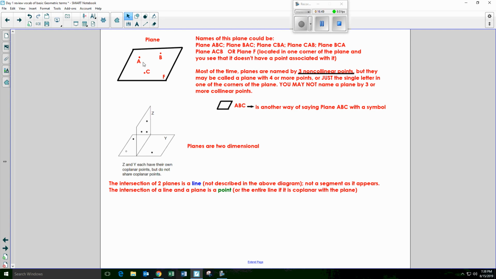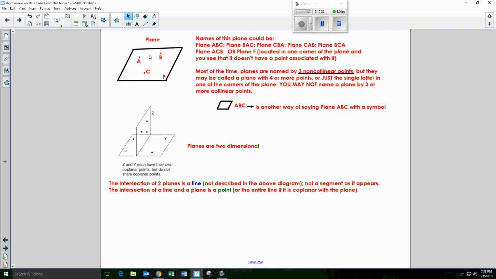Since these are not collinear, I can now use all 3 of these letters in any order I want. So here I named all the different orders right here. Or like we said, plane F, located in one corner of the plane, you see it doesn't have a point associated with it. Most times planes are named by 3 non-collinear points, but they may be called by 4 or more points or just a single letter in one of the corners. You may not name a plane by 3 or more collinear points, as I pointed out.